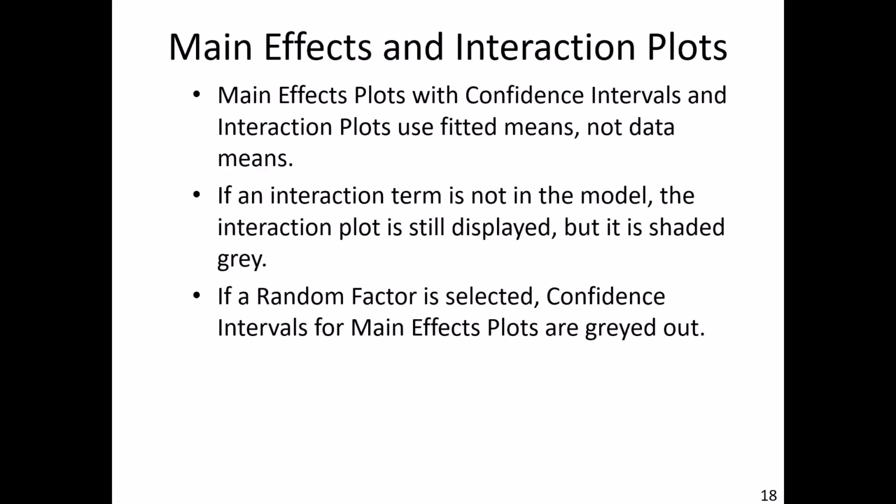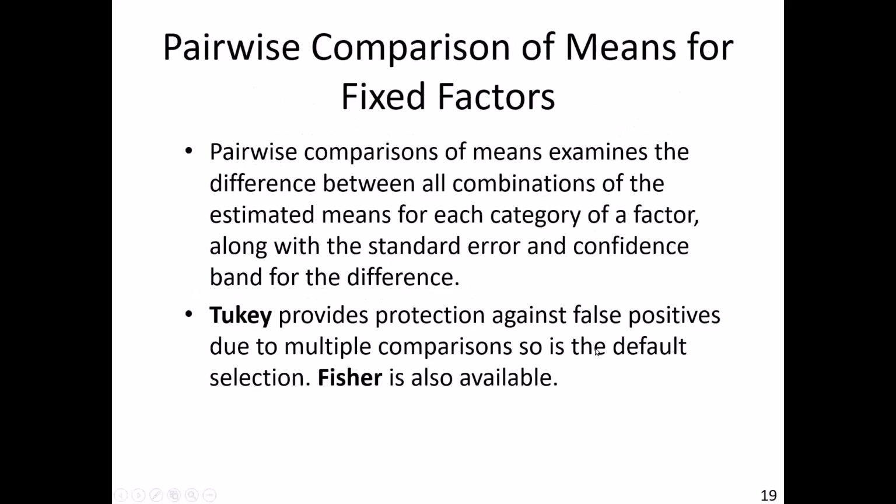Main effects and interaction plots. We've added confidence intervals to the main effects plots. Those are not in the advanced regression. Note, we use fitted means, not data means. If an interaction term is not in the model, the interaction plot is still displayed, but it is shaded gray. If a random factor is selected, confidence intervals for main effects plots are grayed out, as we mentioned earlier.